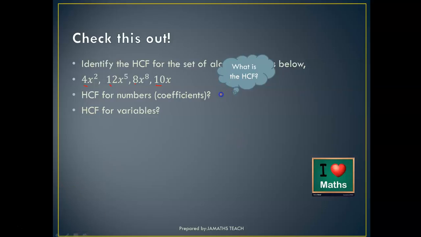Alright, so now we need to find the HCF for the variables. And remember what we said. For the variables, it has to be the one with the lowest power. So we have x squared, x to the 5th power, x to the 8th power, and we have x, which actually is x to the 1st power. So that means the HCF for the variable is actually x. It could not have been x to the 8th. Won't work. Not the HCF. It is x.